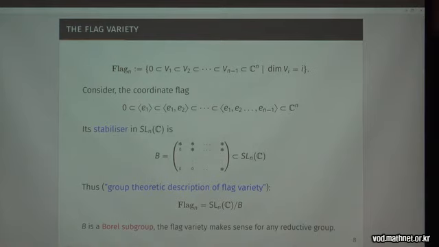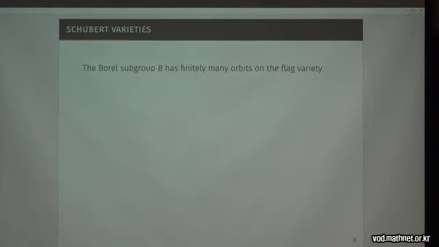And this description is very useful. One of the reasons is that this B is what's called a Borel subgroup, and so now this makes sense for any reductive group, the notion of a flag variety. So we can make sense of a flag variety for any reductive group, like the symplectic group or E8 or something. They all have a flag variety. A very important fact about the flag variety is that this Borel subgroup has finitely many orbits on the flag variety.